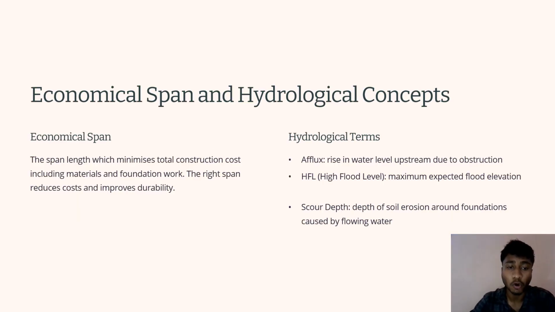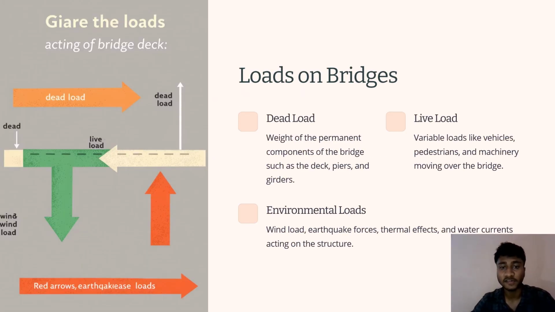On the further slide, the economical span and hydrological concepts. Economical span: the span length which minimizes total construction cost, including materials and foundation work. The right span reduces costs and improves durability of the bridge. And in hydrological terms, afflux is the rise in water level upstream due to obstruction. HFL, high flood level, is the maximum expected flood elevation. And third and last one is scour depth, the depth of soil erosion around foundations caused by flowing water. That's all. In the next slide, it's loads on bridges.